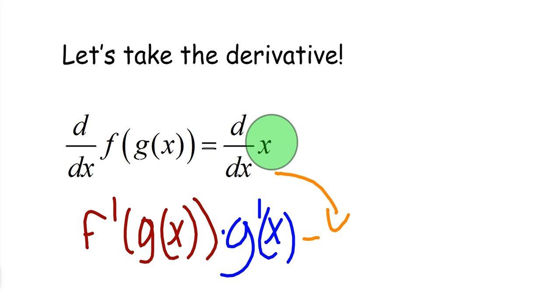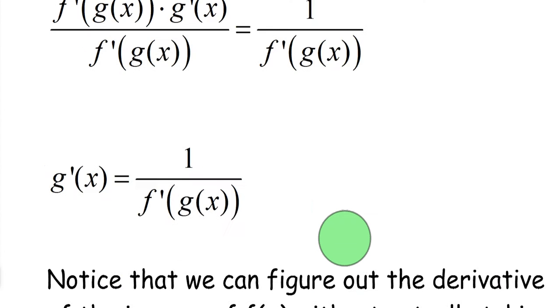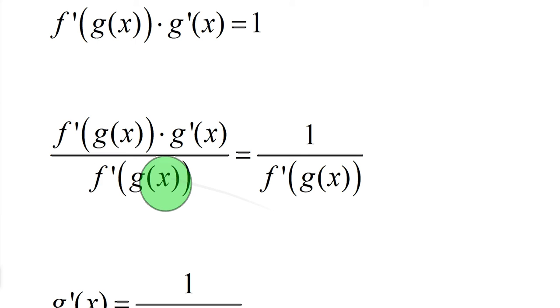Okay, so I messed it up a little bit. Let's try this again. We have f prime of g of x times g prime of x equals 1. Notice we only have one thing left to do to get g prime of x by itself. G prime of x is the derivative of the inverse. That's what we want to show. So we just need to divide both sides of the equation by f prime of g of x.